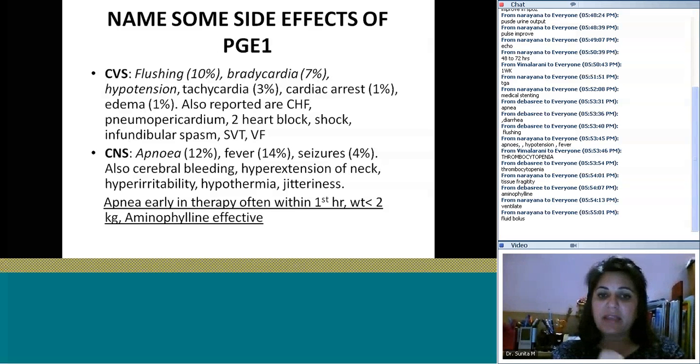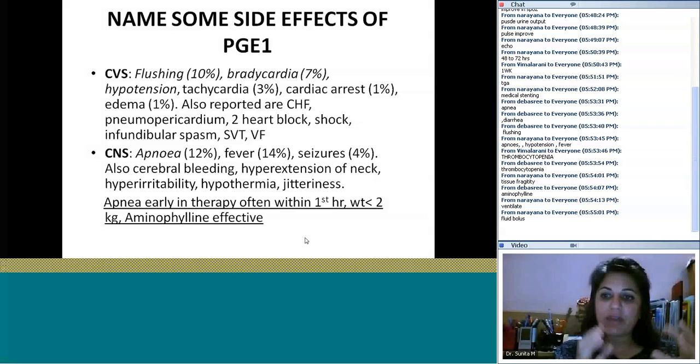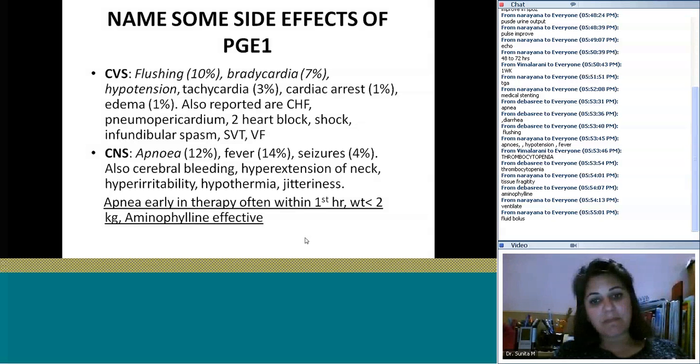The third thing we discussed mainly is apnea. And apnea again typically occurs within the first hour. That is why it's important, when you start prostaglandin, to be in the ICU in that first hour, looking for one, the positive effects of prostaglandin, two, the side effects. Does he get hypotensive? Does he get apneic? If he gets apneic, immediately bag and mask, ventilate, and you can also give aminophylline.